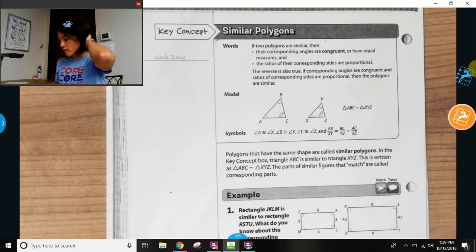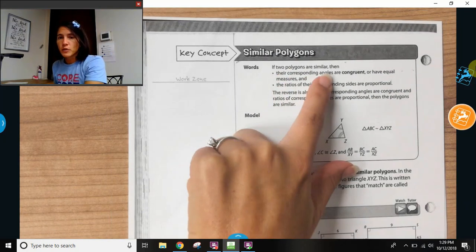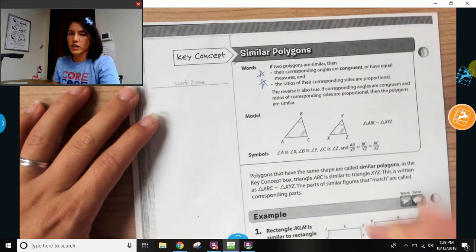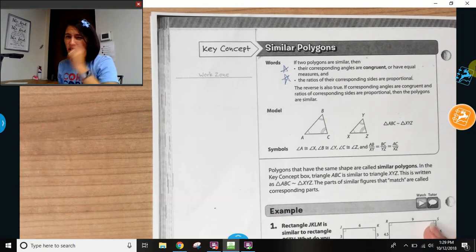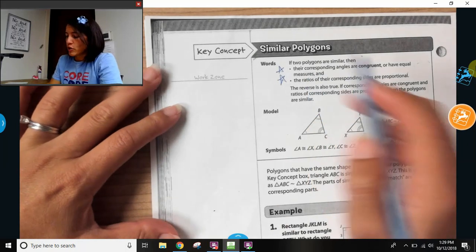Okay, page 114. So, similar polygons. If two polygons are similar, then there are two things you need to know. These two things are important, and I'm going to ask that you write it again over here so you're really paying attention. Their corresponding angles are congruent.